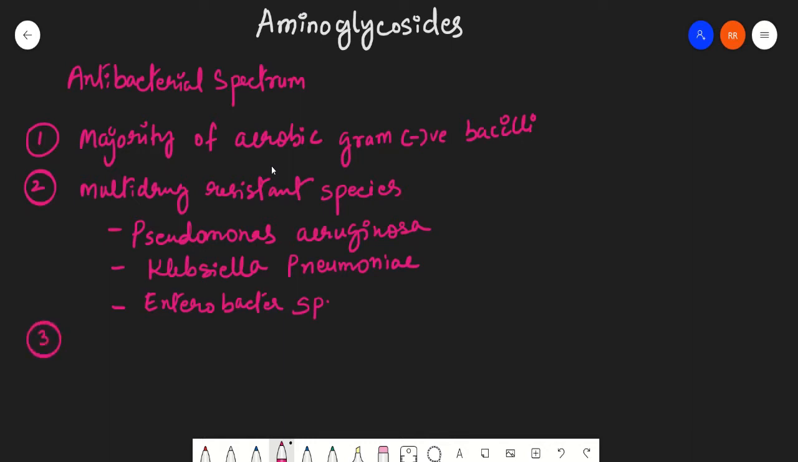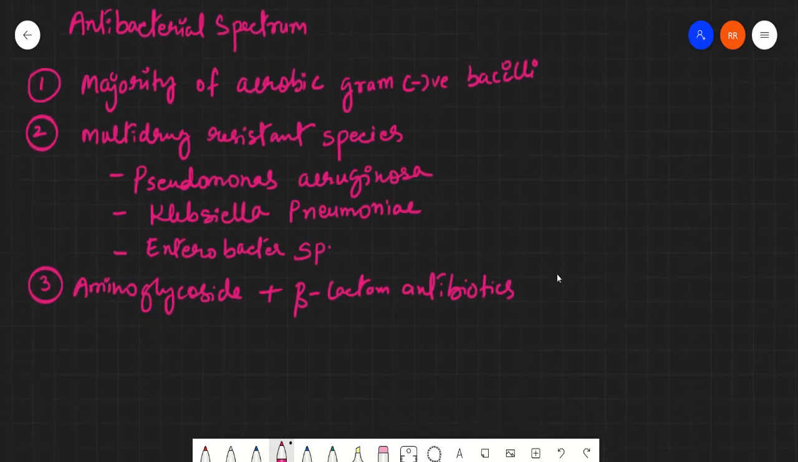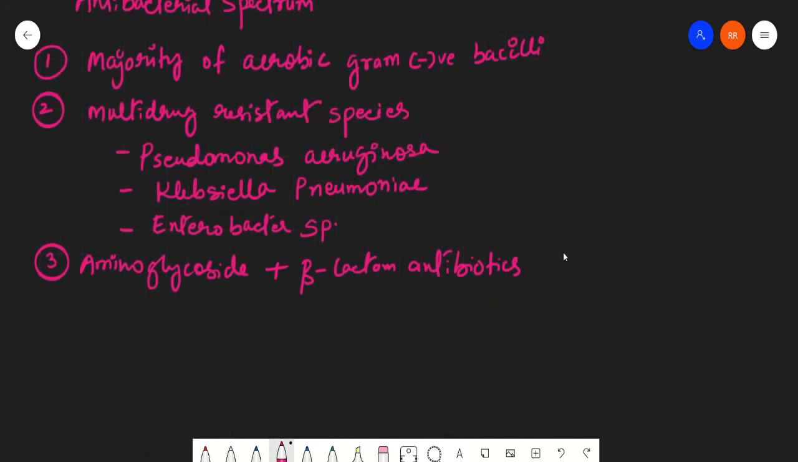Aminoglycosides are often combined with beta-lactam antibiotics for the treatment of infective endocarditis caused by some gram-positive enterococcus. That is given for the treatment of infection caused by enterococcus.